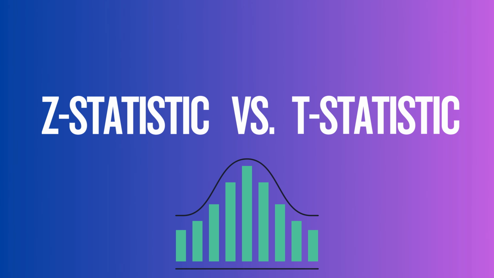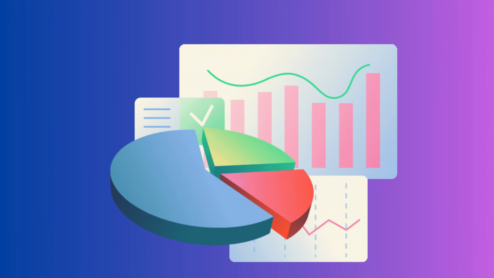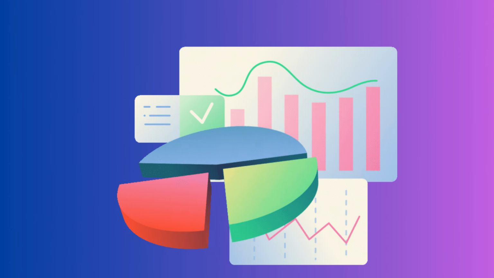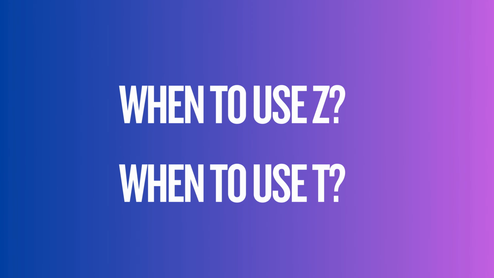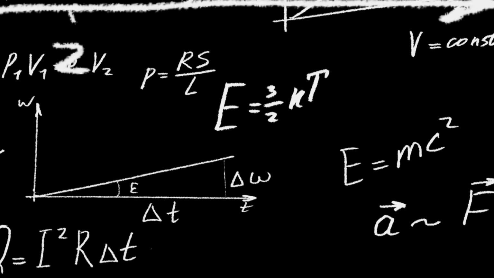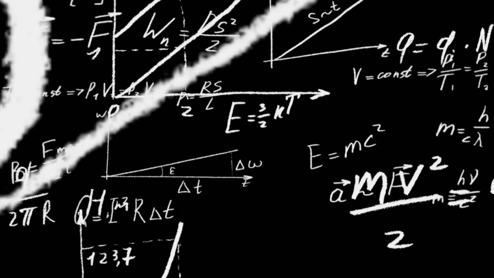Many people confuse the z-statistic and the t-statistic, yet this exact choice determines whether your test is correct or completely off. In this video, we clarify when do you use z, when do you use t, and why this has nothing to do with complicated mathematics, but with one single, simple principle.